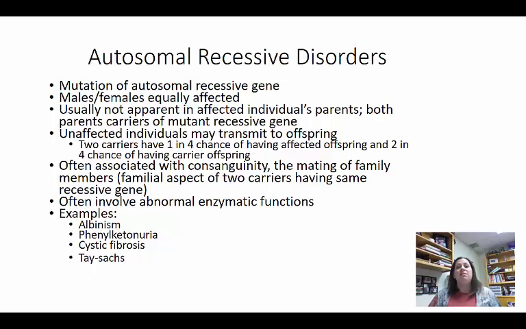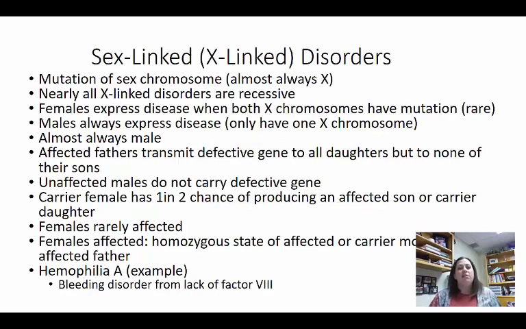All right, and so because of that, they may advise them to find another partner or potentially arrange a different type of marriage because they have a higher risk of having kids with Tay-Sachs. The next thing we want to talk about are sex-linked or X-linked disorders.